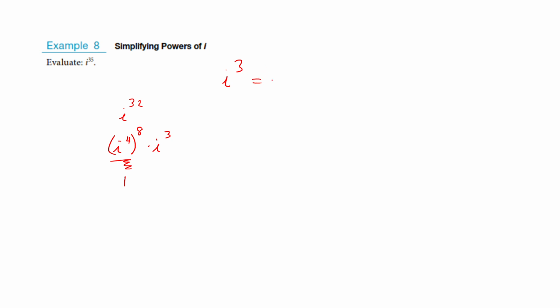Well, i to the third, there's only 4 to memorize. You get i squared is negative 1, i to the third is negative i, and i to the fourth is 1. So we have a remainder of i to the third. That's the only thing left over. That's negative i.